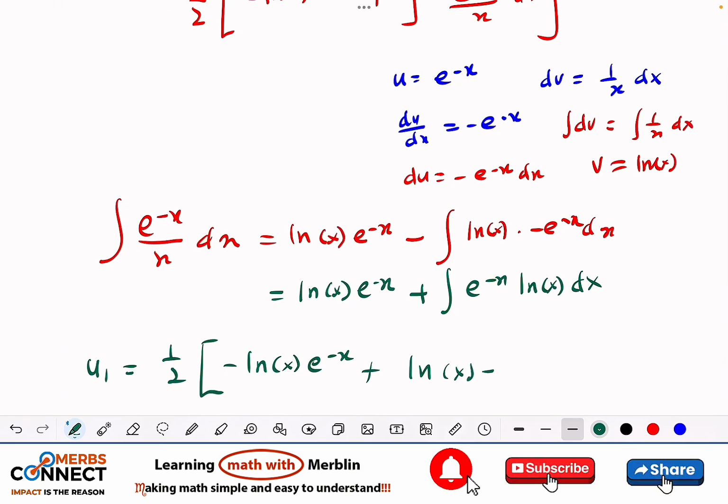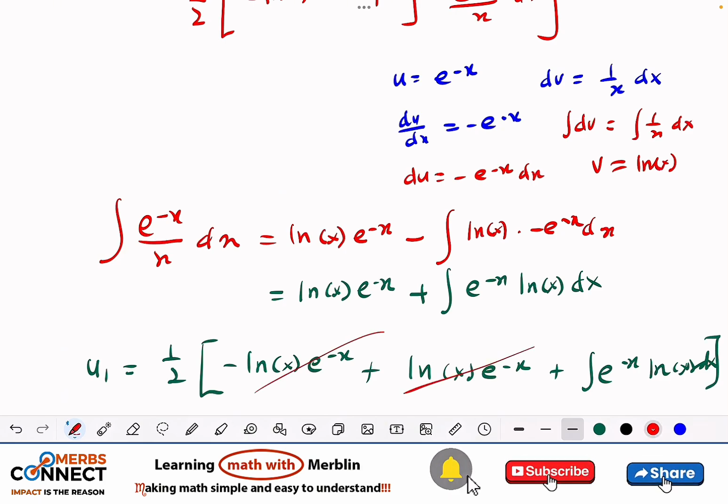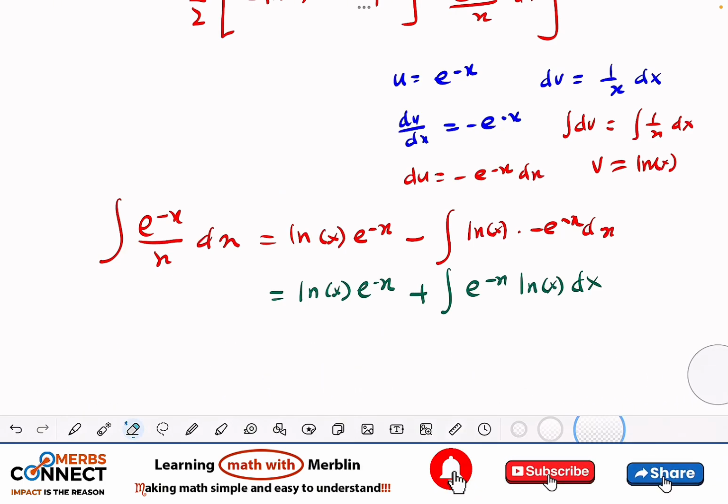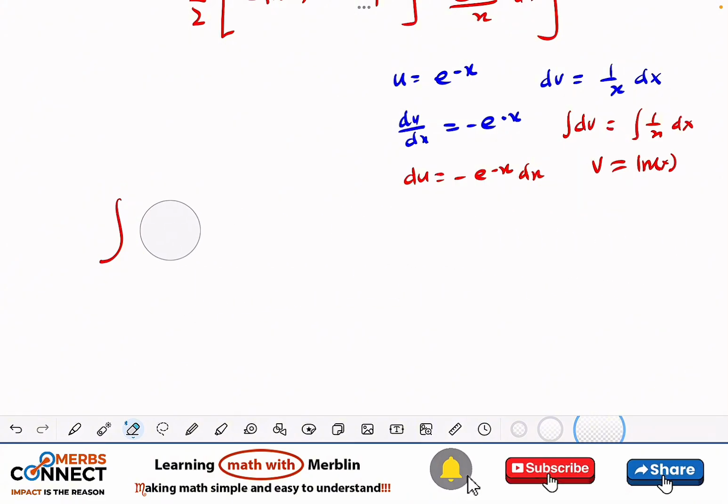This integration is crazy. If I do this, it means that I'm even going back to 0 again. So minus x plus e to the power minus x ln of x dx, and this will cancel this. This is going to be crazy because it's not going to work. Is it going to work? No. So when you use the reduction tool, it's not going to work.